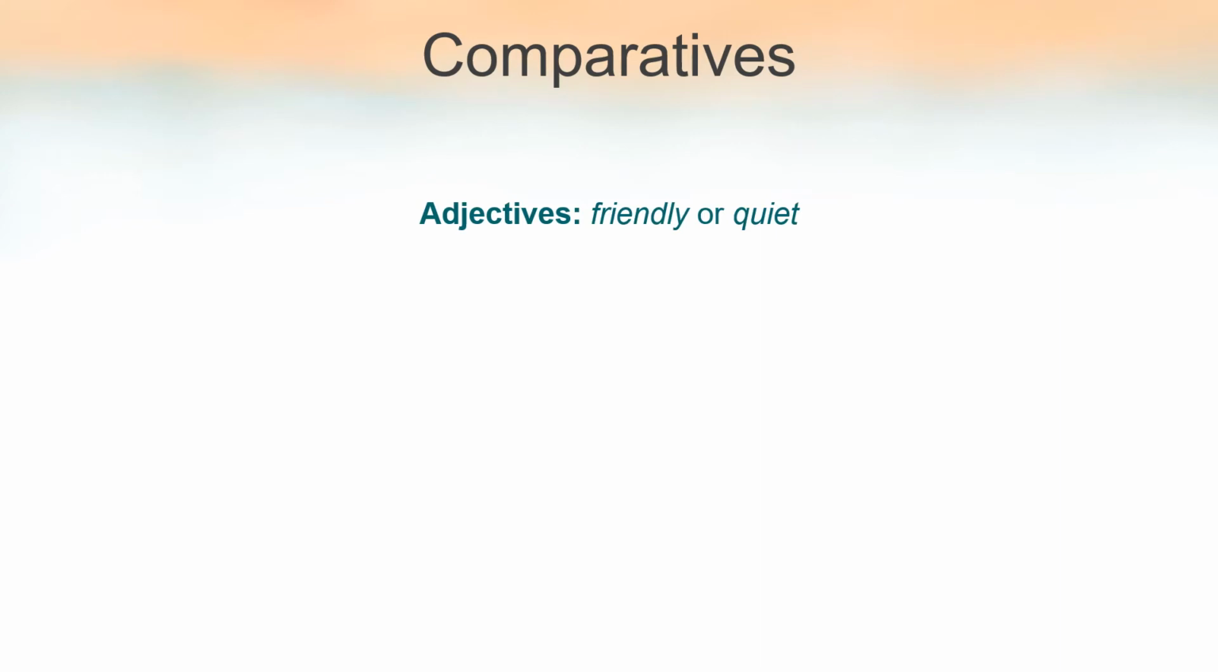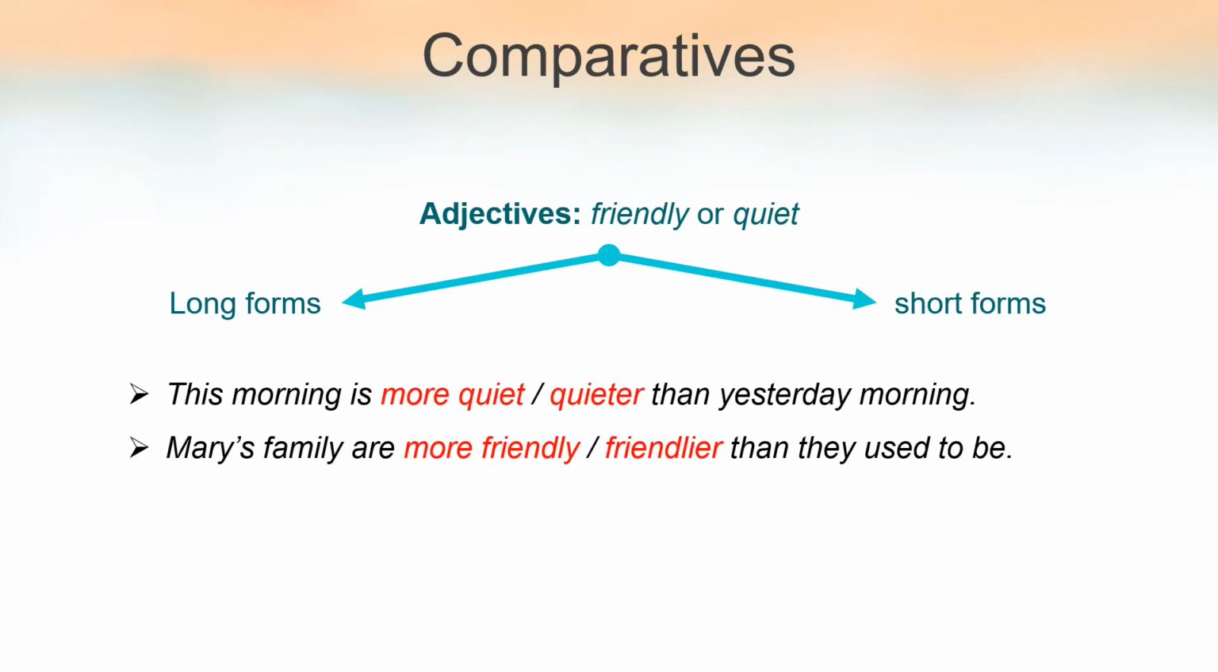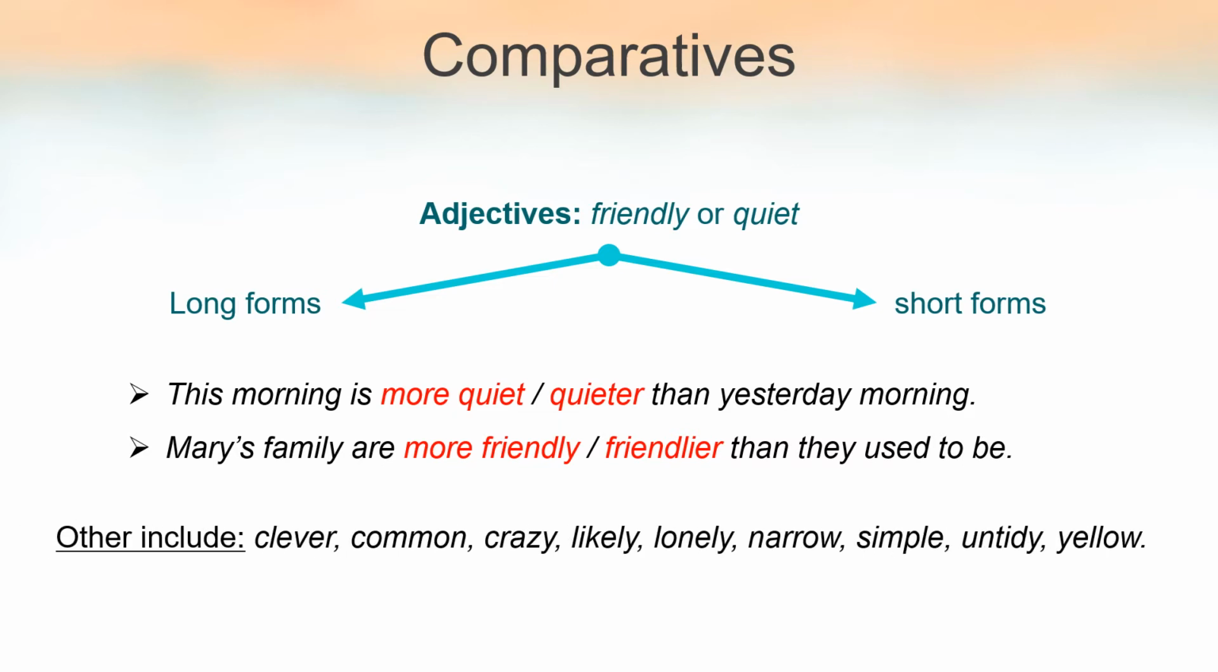Some adjectives like friendly or quiet could be used with both forms, long form and short form. For example, this morning is more quiet than yesterday. Or we can say this morning is quieter than yesterday morning. Mary's family are more friendly than they used to be. Or we can say Mary's family are friendlier than they used to be. Others include clever, common, crazy, likely, lonely, narrow, simple, untidy, and yellow.